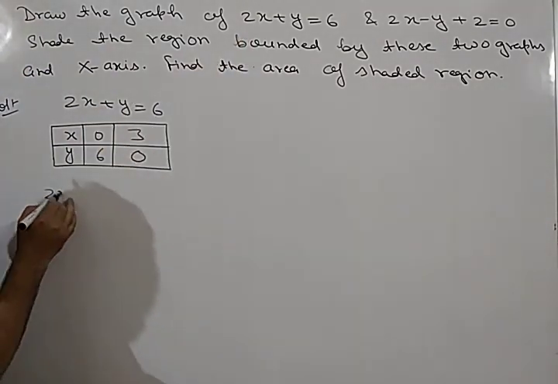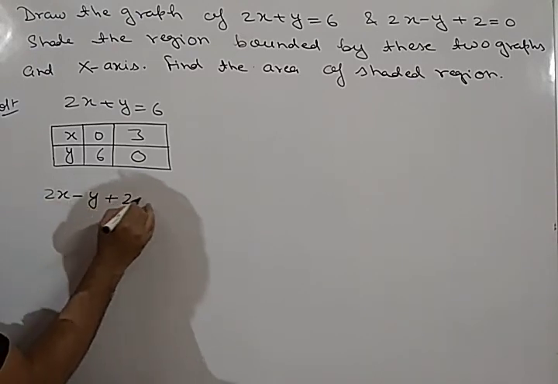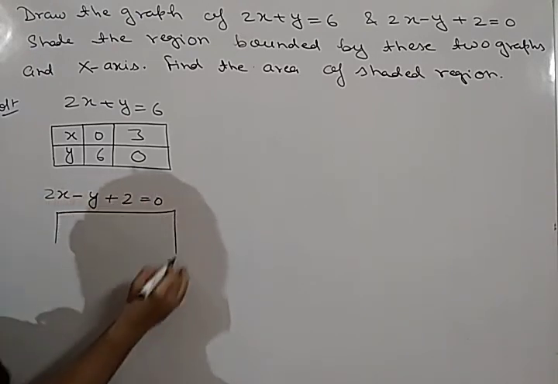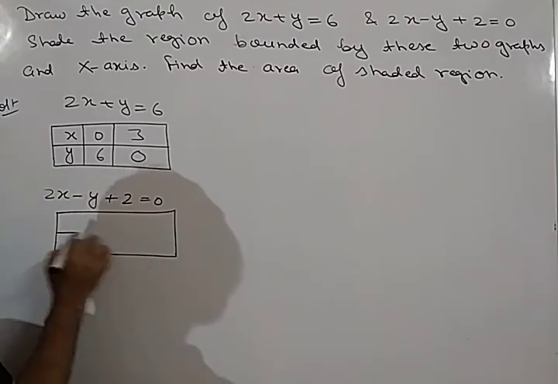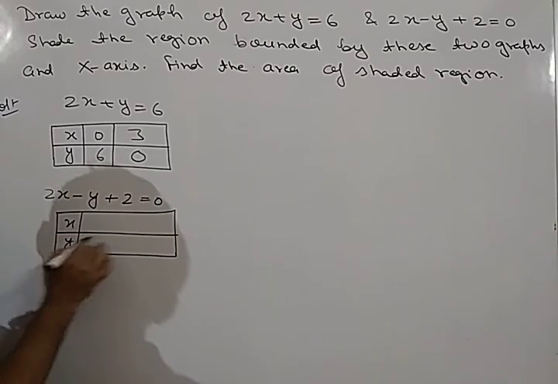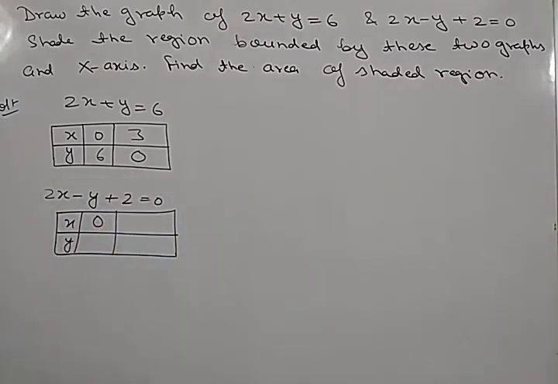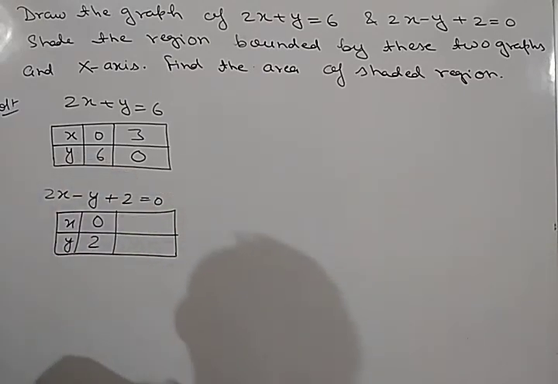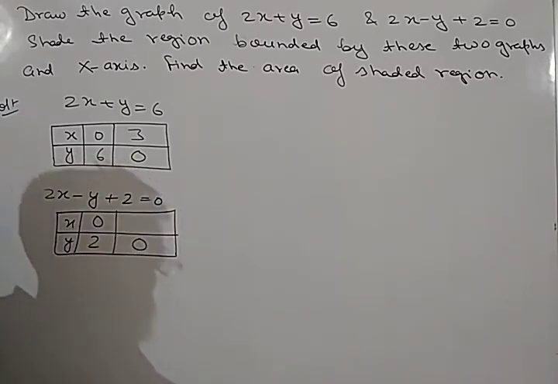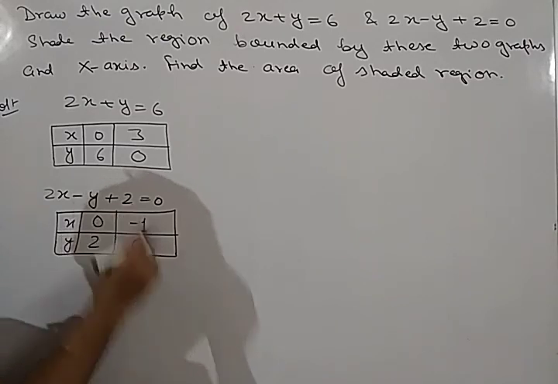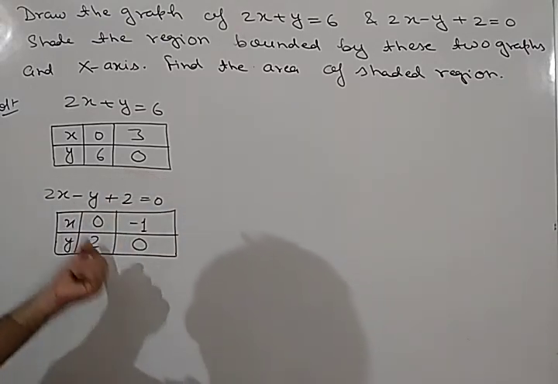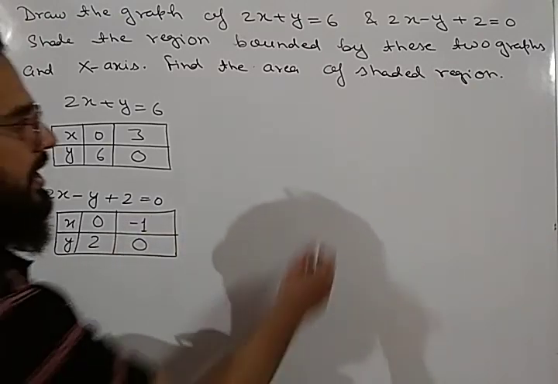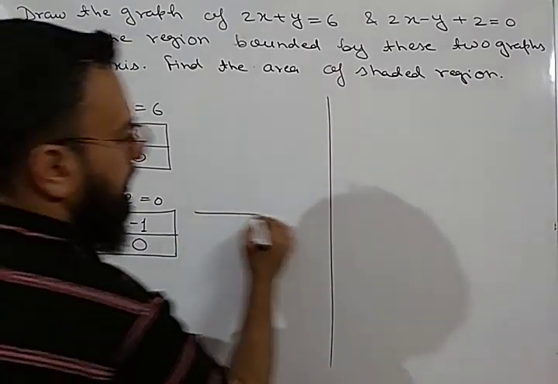Then coming to the second, it is 2x minus y plus 2 equal to 0. Again drawing the table for this equation, let us take x and y. Again taking x equal to 0, what will be the value of y? Minus y will be equal to minus 2, so y will be equal to 2. And if we put y equal to 0, then 2x will be equal to minus 2, so x will be equal to minus 1. These are the two ordered pairs for this equation. Now we have to draw the graph of both the equations.